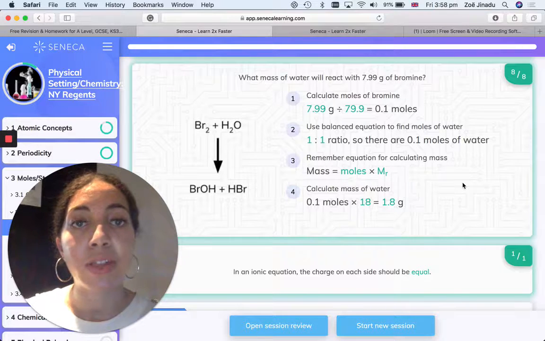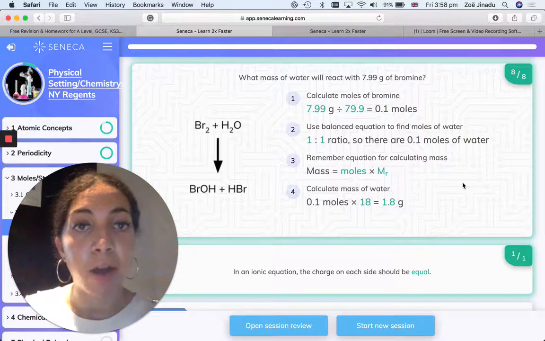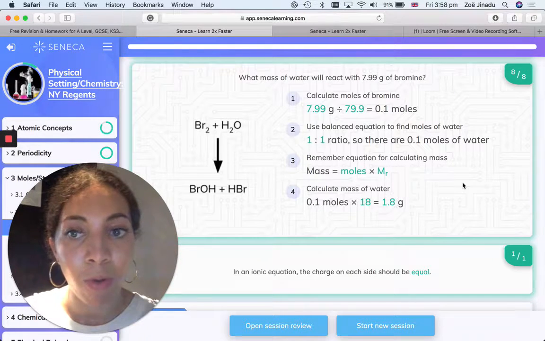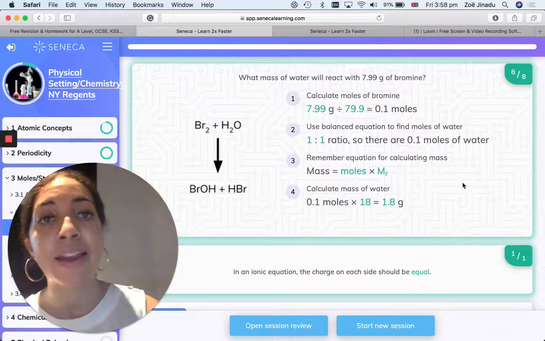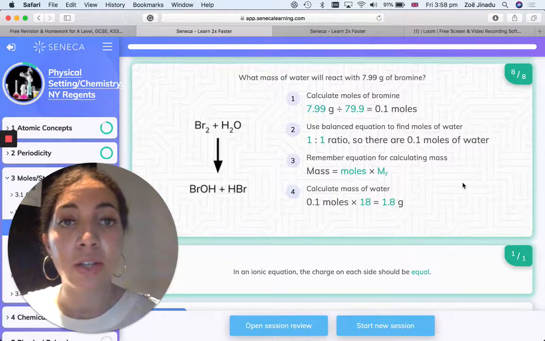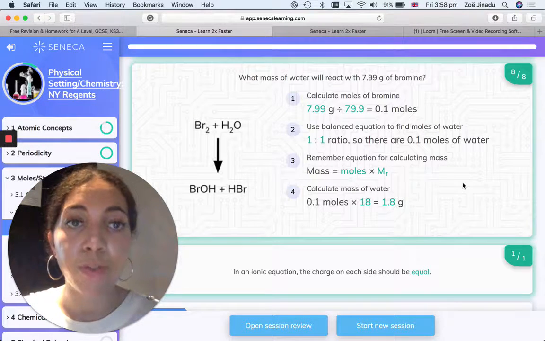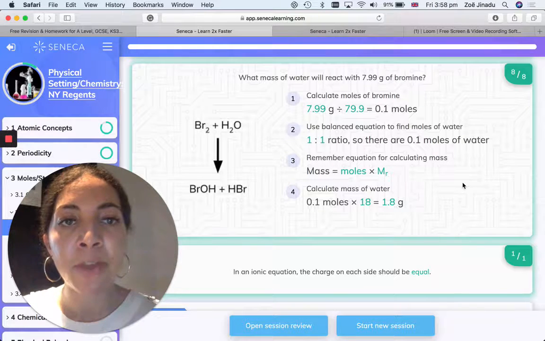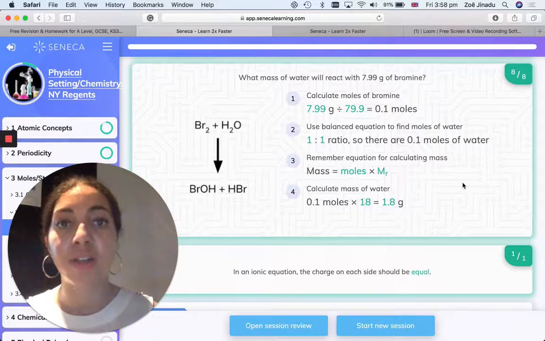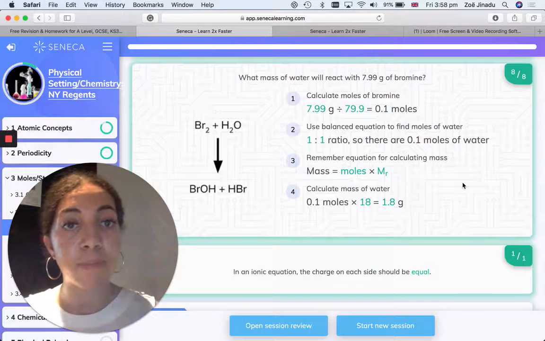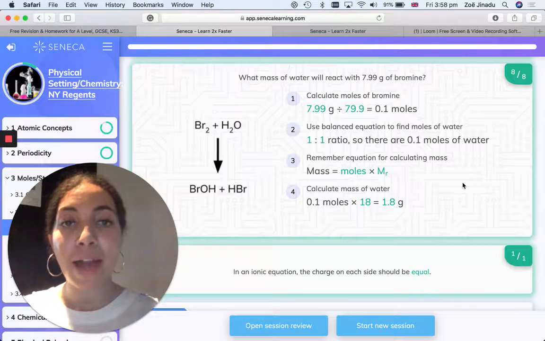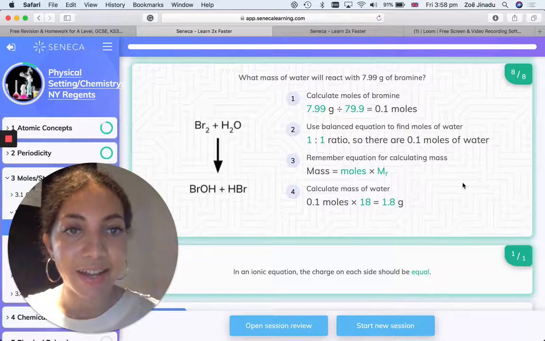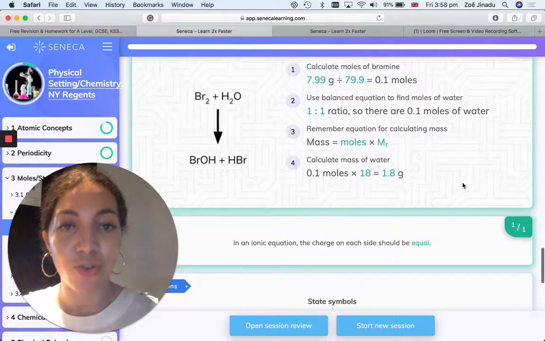So we're going to do 7.99 grams divided by 79.9 equals 0.1 moles. Then use the balanced equation to find out the moles of water. It's a 1-to-1 ratio, so there are also 0.1 moles of water. Remember the equation for calculating mass, which is mass equals moles times Mr. And then we can calculate the mass of water. So 0.1 moles times 18 equals 1.8 grams.